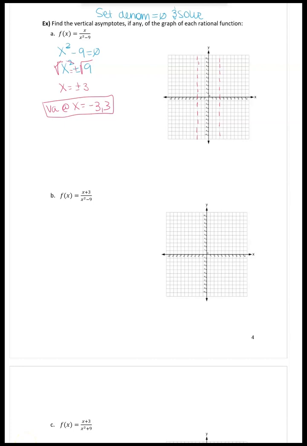Now let's consider B. We have x plus 3 over x squared minus 9. Remember, we always have to be sure that they are simplified. So let's write this in factored form. This is going to be x plus 3 over x plus 3, x minus 3, because this is the difference of squares. One's going to be plus and one's going to be minus. When we write it this way, it's very easy to see that we can cancel our x plus 3's, leaving us with 1 over x minus 3.